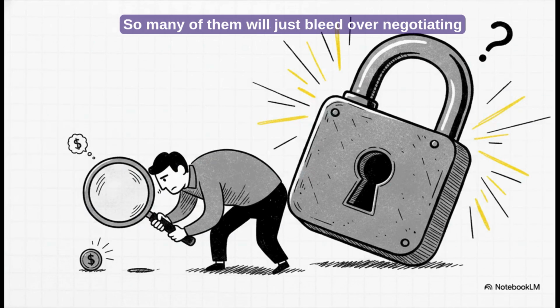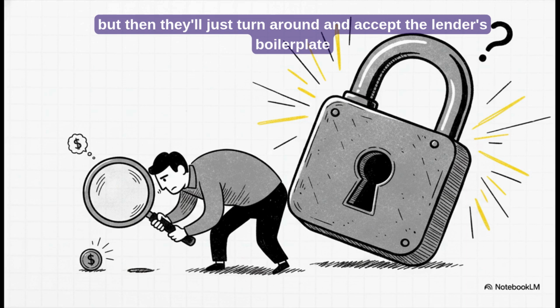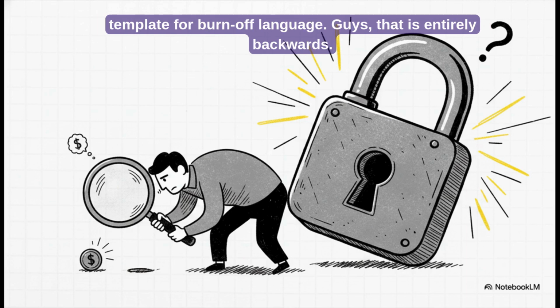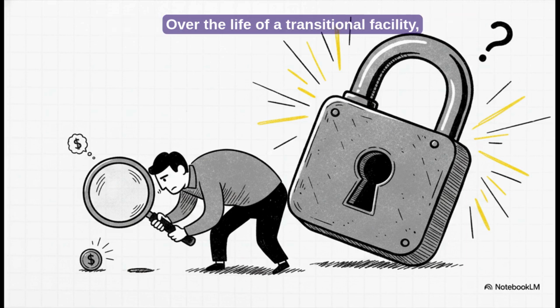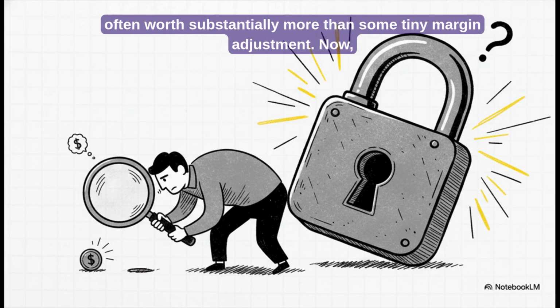So many of them will just bleed over negotiating the interest rate margin down to the absolute final basis point, but then they'll just turn around and accept the lender's boilerplate template for burn-off language. Guys, that is entirely backwards. Over the life of a transitional facility, negotiating a clean, achievable burn-off trigger at stabilization is often worth substantially more than some tiny margin adjustment.